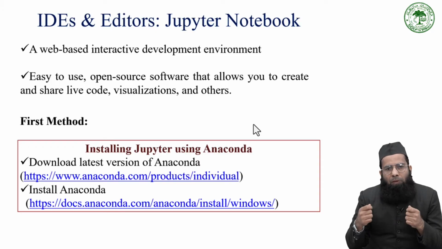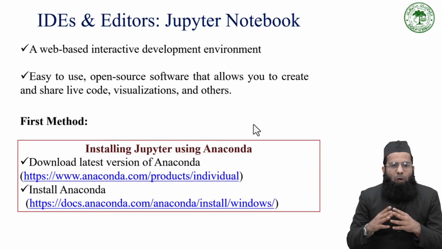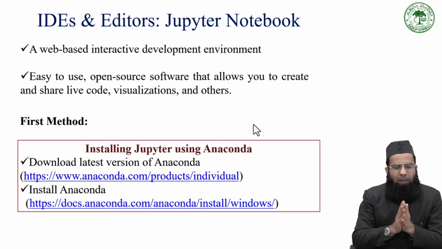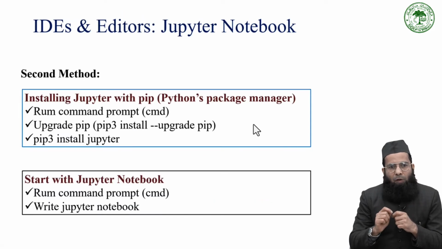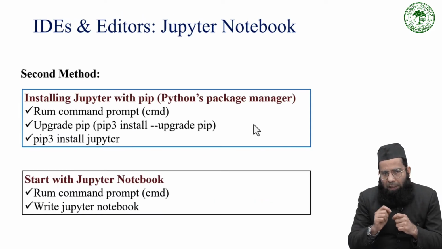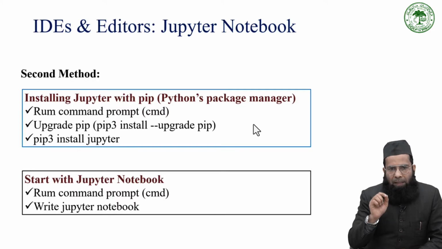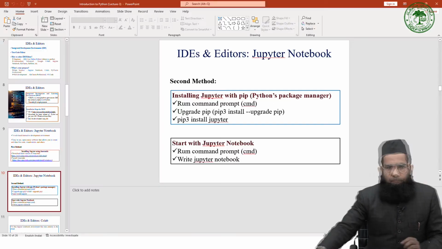To install Jupyter, you can directly install Anaconda. Once you install Anaconda, Jupyter will be installed automatically. So this is the very first method to install Jupyter. Otherwise, if you have some basic knowledge of command prompt, you can directly write this code. Let me show you how we can install Jupyter Notebook through command prompt.